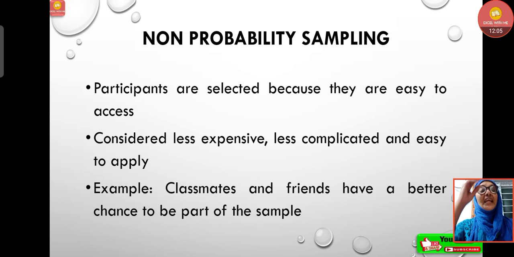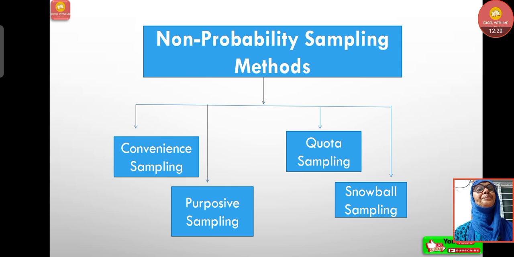Now let's see the second one, non-probability sampling. That is, there is no probability of getting an equal chance here. Participants are selected because they are easy to access. That is considered less expensive, less complicated and easy to apply. For example, classmates and friends have a better chance to be a part of that sample.